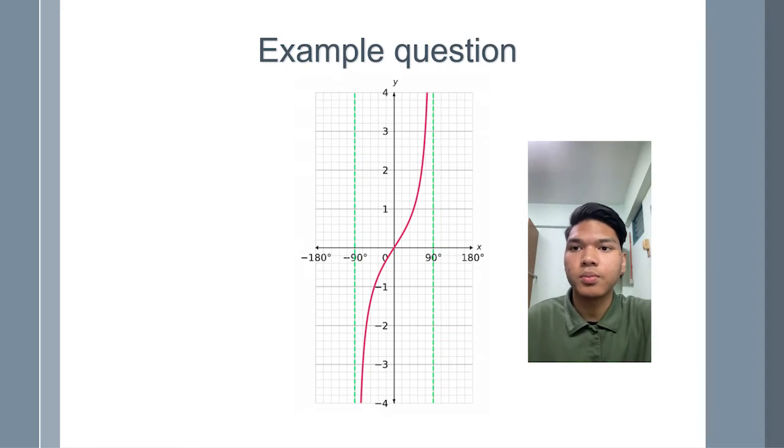As with the previous graph, this part only represents one period. However, this period repeats every 180 degrees, unlike the previous graphs that repeat every 360 degrees. So, as the graph repeats, so do the asymptotes.